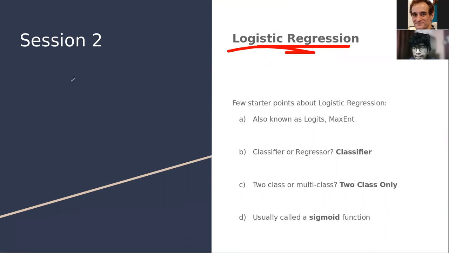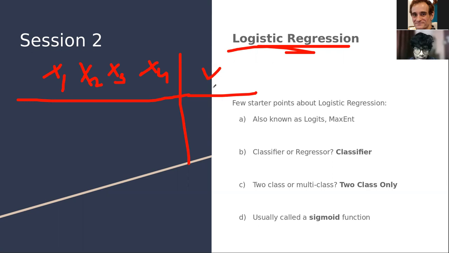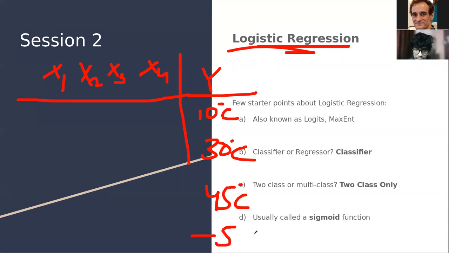Let's say you are to predict temperature. There are multiple parameters: parameter 1, parameter 2, parameter 3, parameter 4. Based on these four parameters, you predict the temperature of the day. It might be 10 degrees Celsius, it might be 30, it might be 45, it might be minus 5 degrees Celsius.